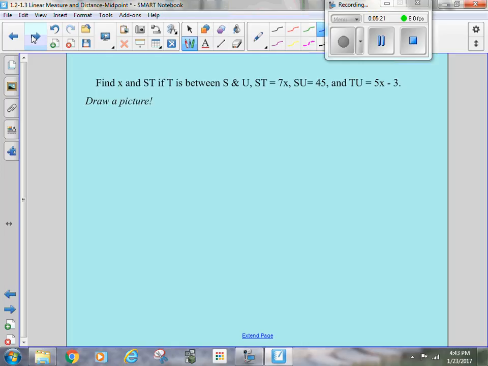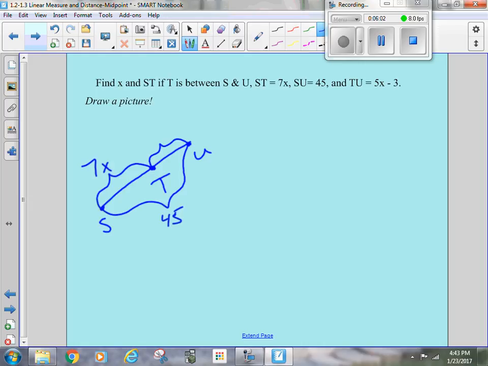Now, suppose we're not given actual numbers. Picture this time: find x and ST if T is between S and U. So we have a segment SU and T is between S and U. Now it tells us that ST is 7x and that SU is 45 and that TU is 5x minus 3.